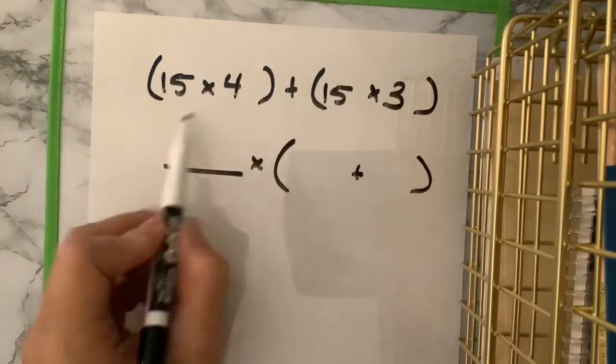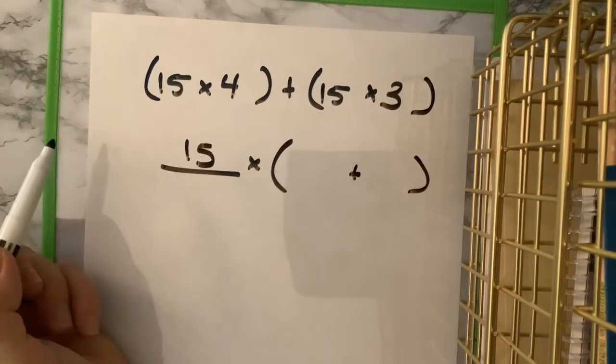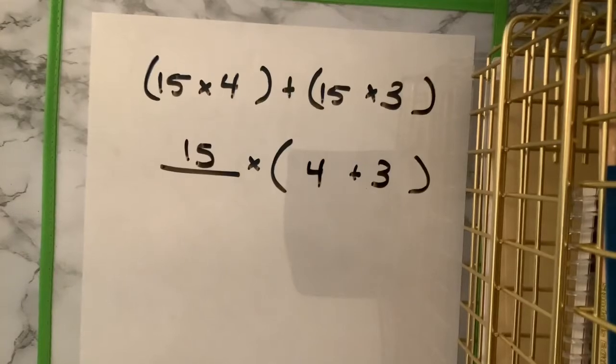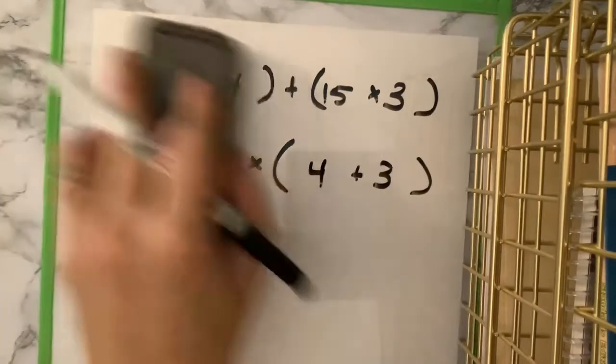So hopefully you saw that 15 was in both spots, so that's what we pull out. And then we fill these in order. All right, I'm going to make it slightly more complicated, but the rules still apply.